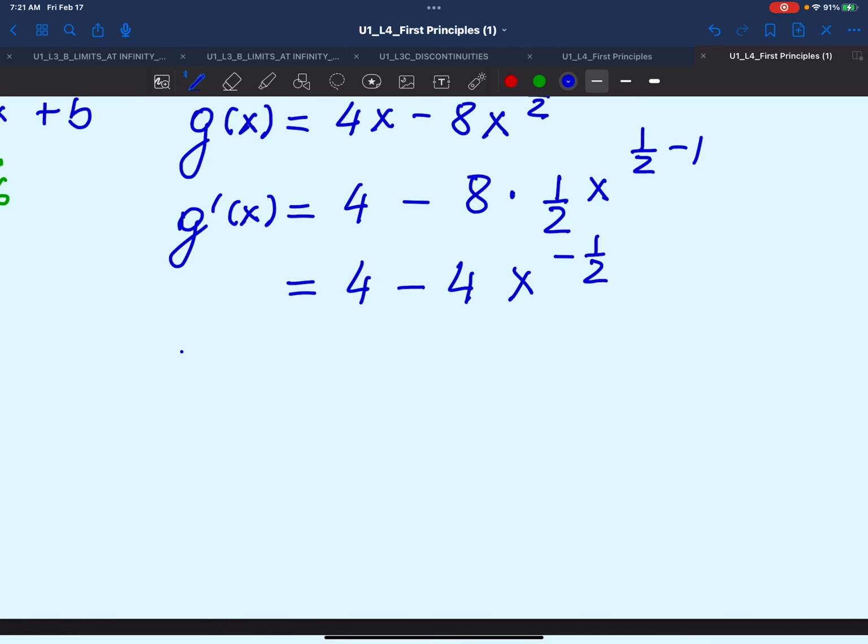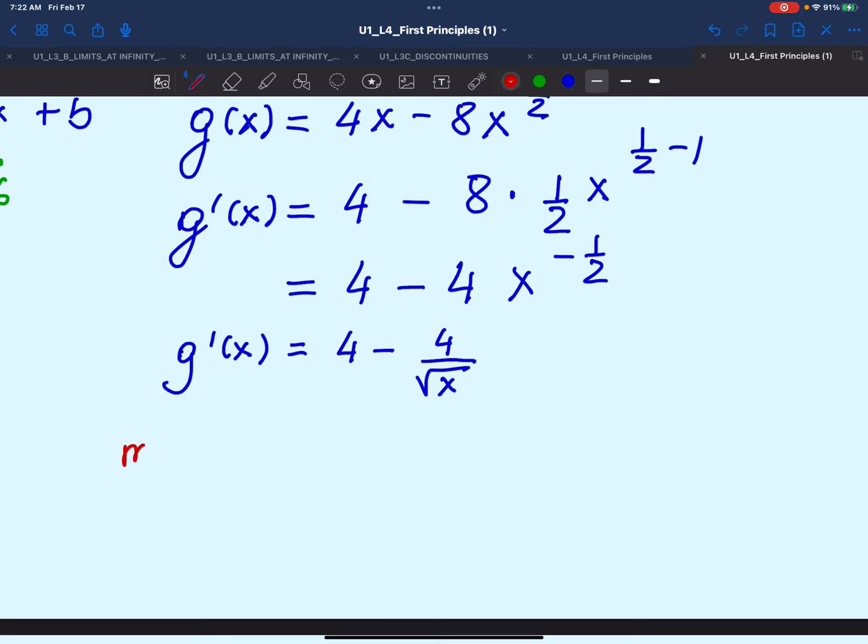So that means that the derivative g'(x), which will describe the rate of change or the slope of the tangent at any point x, is 4 minus 4 over the square root of x. So I'm bringing the square root in the denominator, or the power of negative 1/2 in the denominator, so it turns into a positive number.